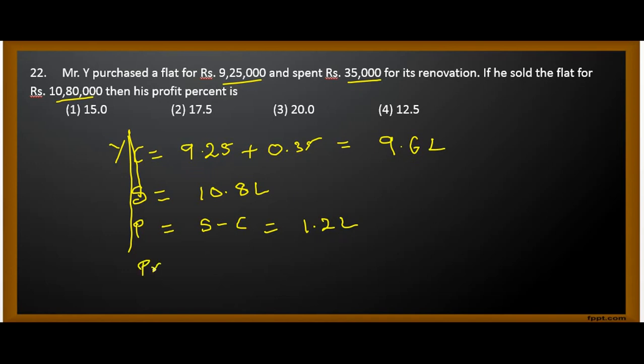Profit percentage is equal to profit by cost price into 100. That equals 1.2 lakhs by 9.6 into 100, which is equal to 12.5%. So the answer is option 4.